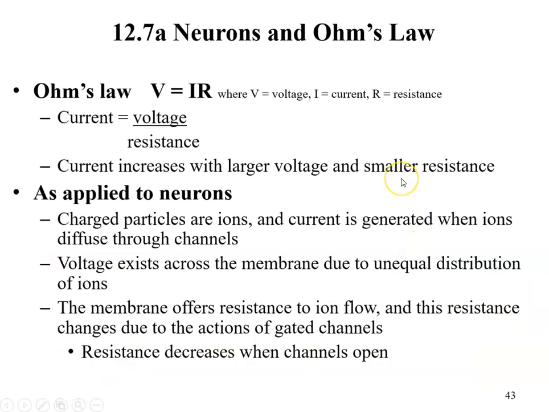And that brings us to Ohm's law, which is V equals IR, where V is the voltage, I is the current, and R is the resistance. Now if you wanted to rearrange this formula to solve for current, you would see that current is equal to voltage over resistance, which means that current increases with the larger voltage and increases with the smaller resistance. So the less resistance there is, the more current, and the more voltage there is, the more current, okay?